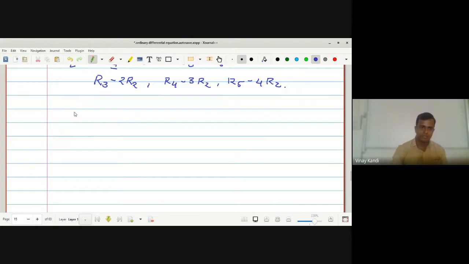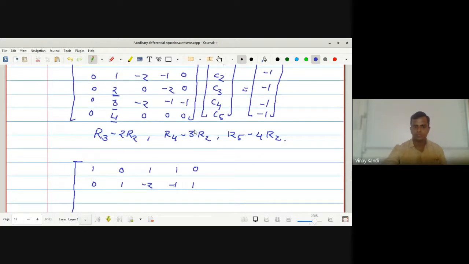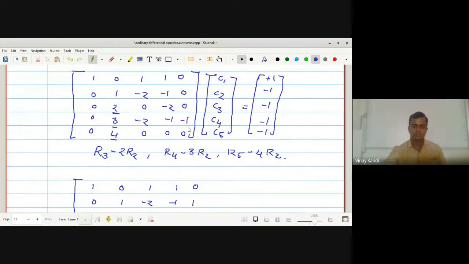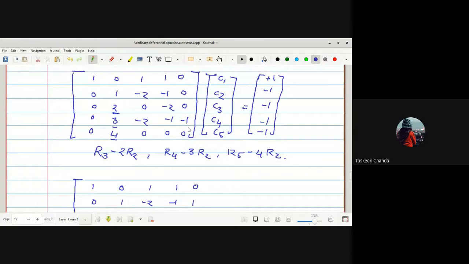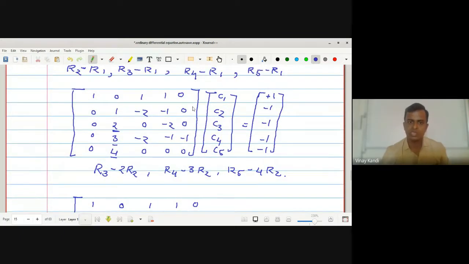Now tell me this one. First row as it is: 1 0 1 1 0. Second row as it is again: 0 1 -2 -1 1. Okay, what comes is -2. Wait a minute. 0 0 -2 -4 0. Is it really zero here?